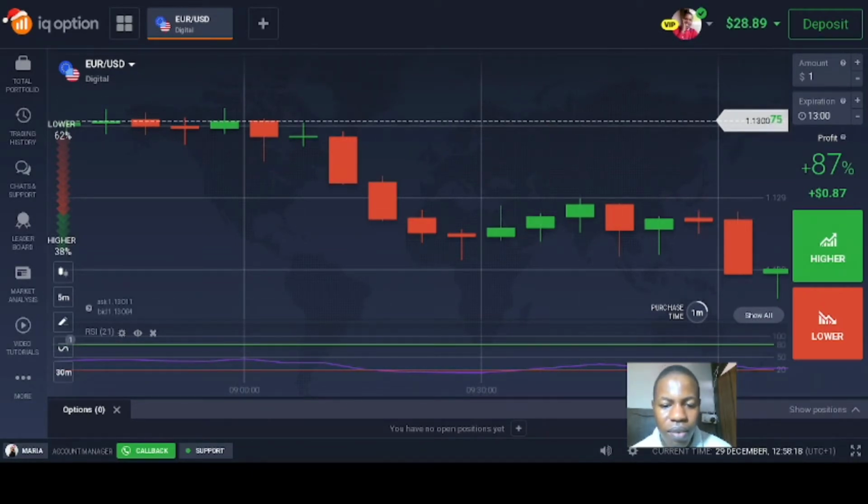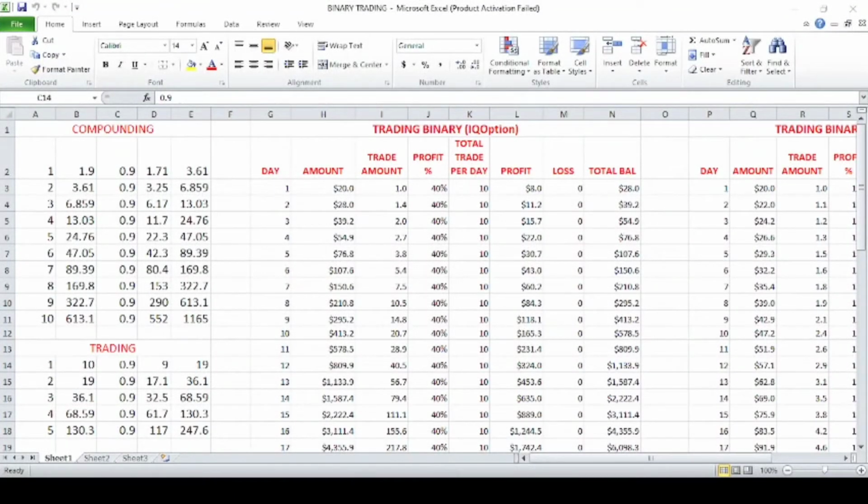So look at my Excel worksheet. Let me show you with my Excel worksheet. I need to open my Excel worksheet to show you how that is being done. Alright, this is my Excel worksheet.